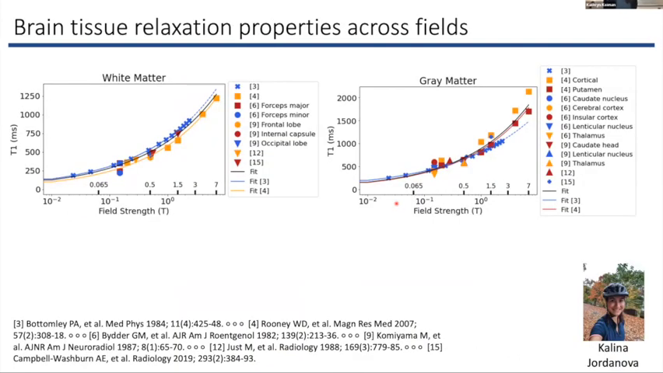So at NIST, we are thinking about other field strengths. We started at 1.5 and 3T for obvious reasons. And a postdoc on our team, Kalina Jordanova, is examining how we could develop a phantom that might be useful across field strengths. But it's pretty challenging. You can see here, these are different values from the literature of the T1 in white matter and gray matter across field strengths. And there is no obvious material candidate that replicates tissue in this way.